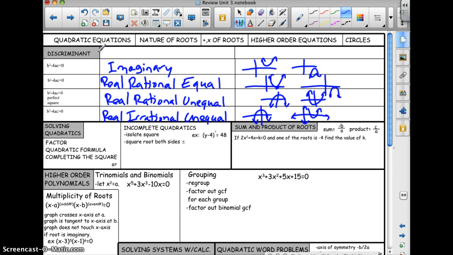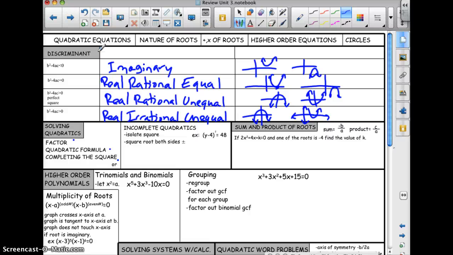You can factor, use the quadratic formula, use completing the square, or you can use incomplete quadratics. Now these other ones I've kind of covered in other videos, right? So for incomplete quadratics, I want to isolate the square and then square root both sides. Don't forget the plus or minus, right?